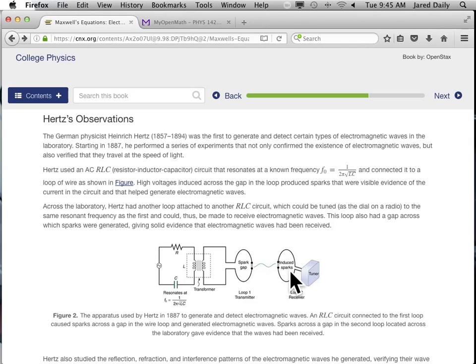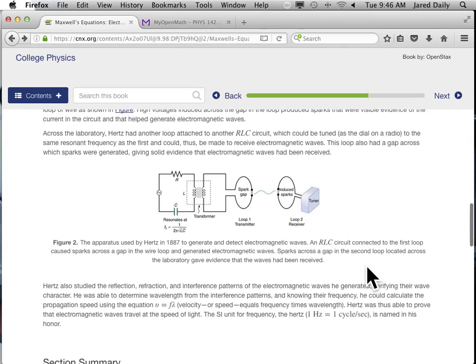It created some light, radio waves, that would transmit through the air to another antenna, where it would induce some sparks in a spark gap here, and you could actually tune your receiver here to resonate with that incoming wavelength. So he was able to demonstrate that this light wave is created by electricity and magnetism.